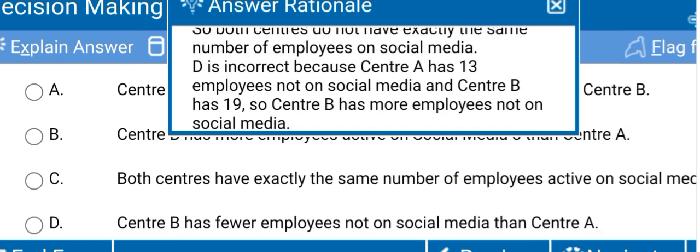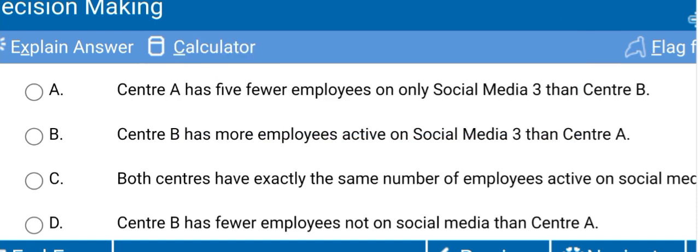Then we have option D. It is incorrect because Center A has 13 employees not on social media and Center B has 19. So Center B has more employees not on social media. So that's why option D is also an incorrect option, and the right option is option B, which says Center B has more employees active on social media than Center A.